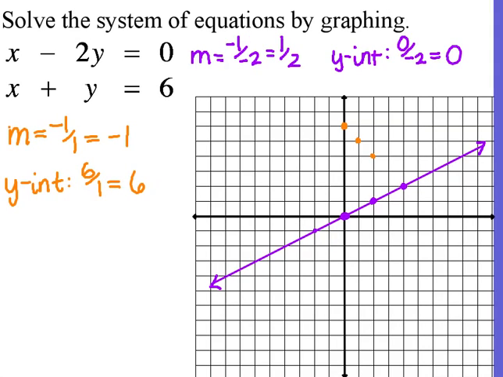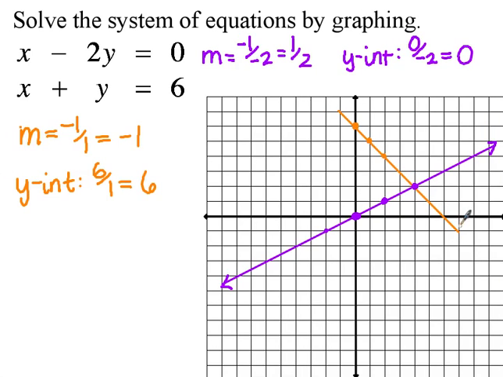So now I'm going to go ahead and draw my line in, and notice it looks like it's already going to intersect. My task is just going to be to find the point where they intersect. And what if they don't intersect? They will. They always will? I won't say always, but most of the time they will, and we'll talk about that in a little bit. So what's my solution going to be here? 4, 2.